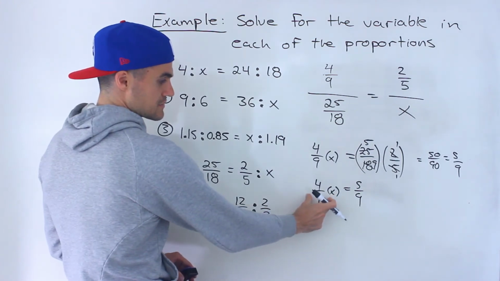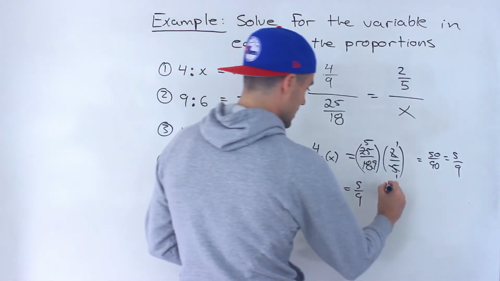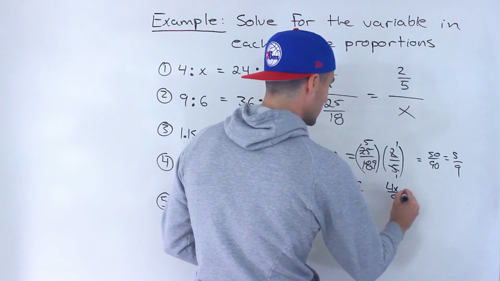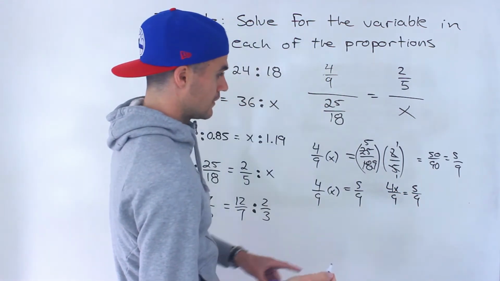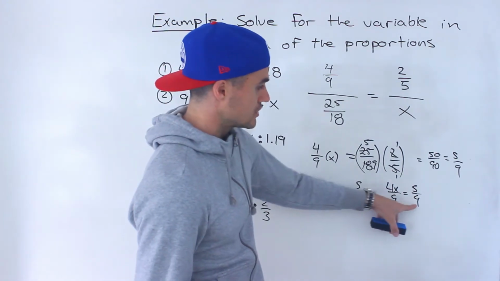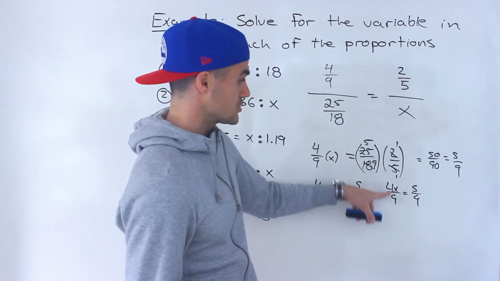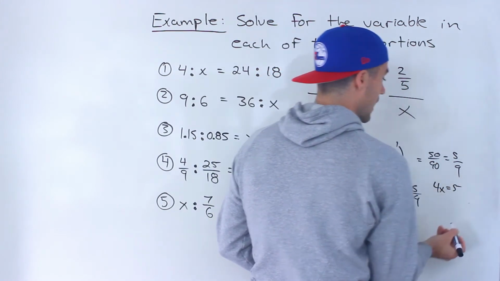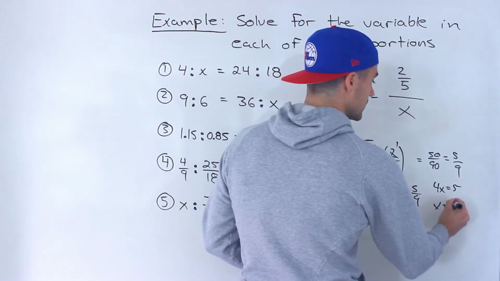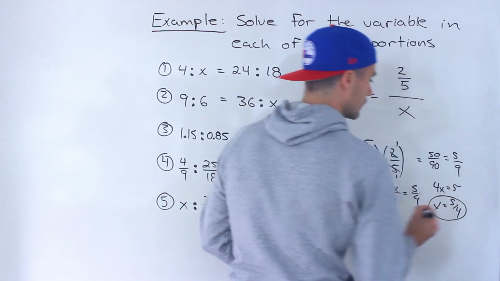And then this x, if you want to combine it with this fraction, we can say 4x over 9 is equal to 5 over 9, like that. And from here, it's easy to see. Notice that the denominators are the same in this fraction, so that means the numerators have to be the same. That means that 4x has to equal 5, so that means x would be 5 over 4.